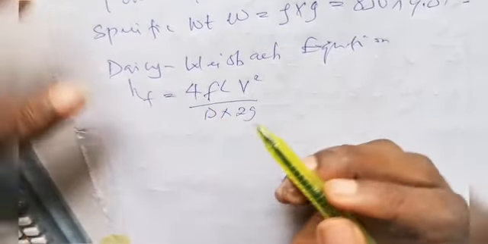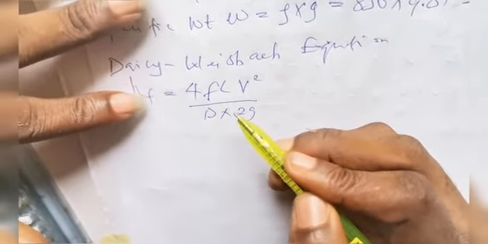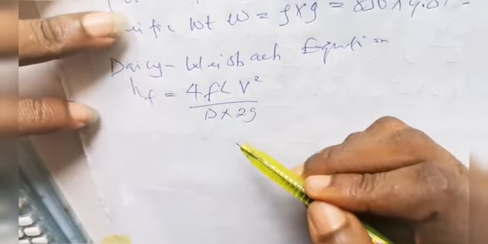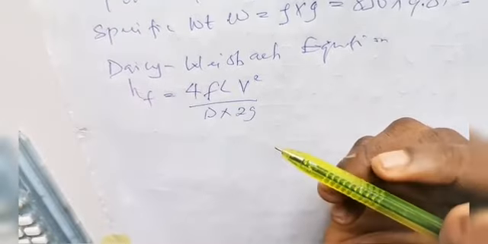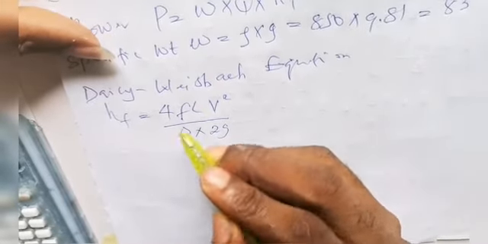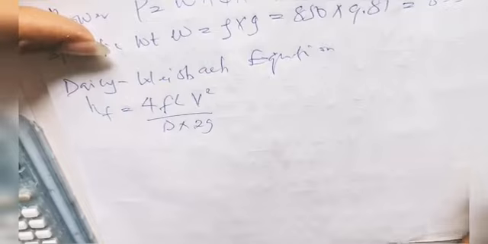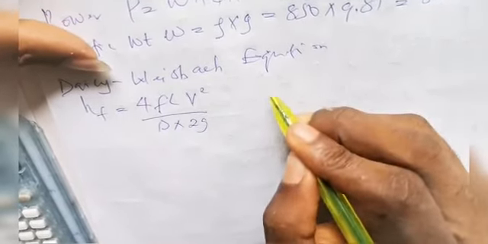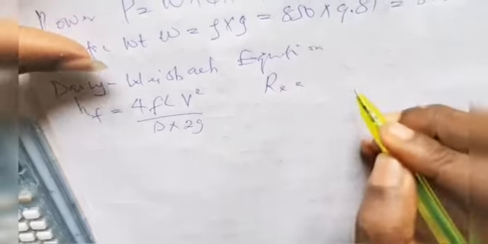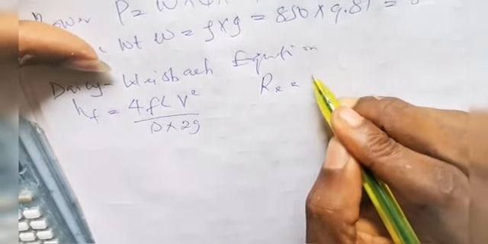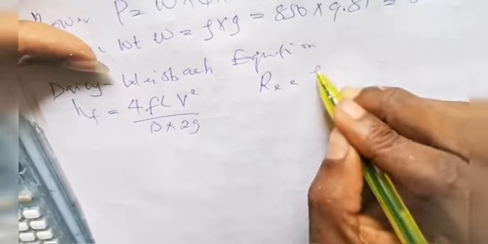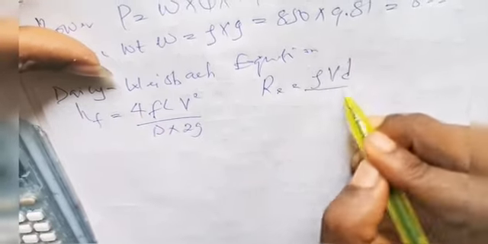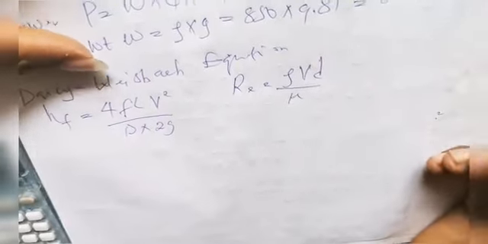and it depends on the Reynolds number. L stands for the length of the pipe. So we have V squared all over D times 2G. Alright, so in order to calculate the friction factor, we make use of the Reynolds number. The friction factor depends on the Reynolds number. First of all, calculate the Reynolds number, which is equal to rho VD all over mu.